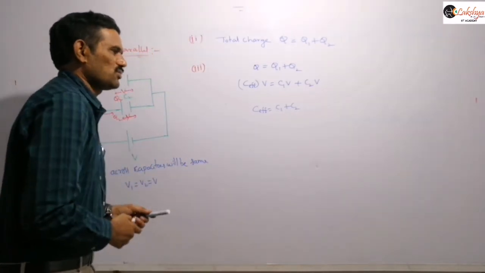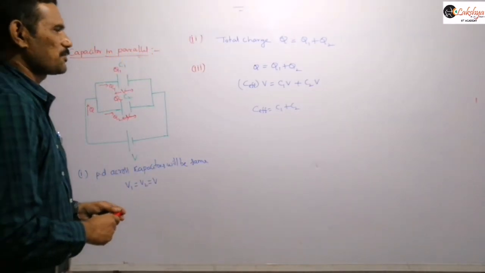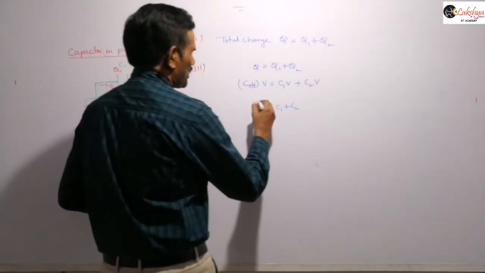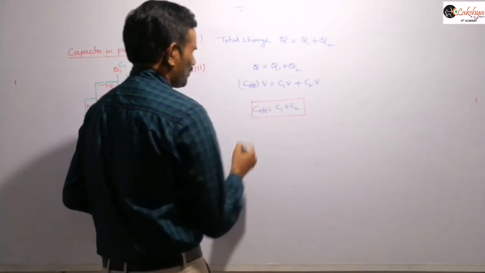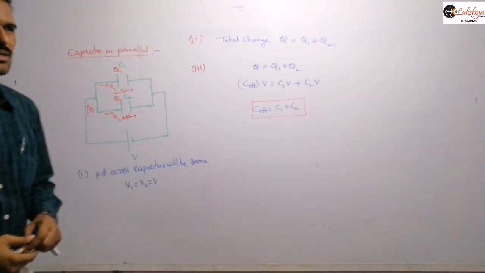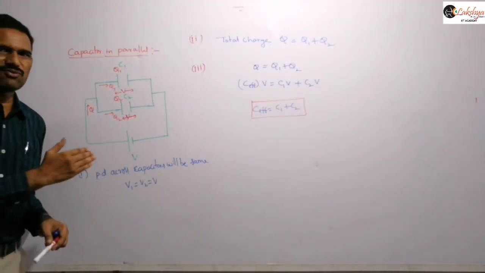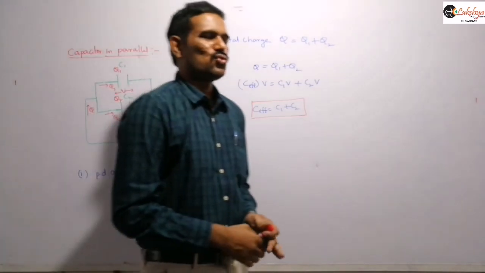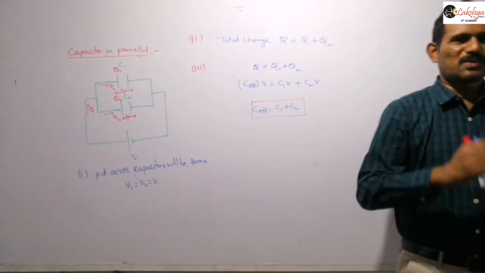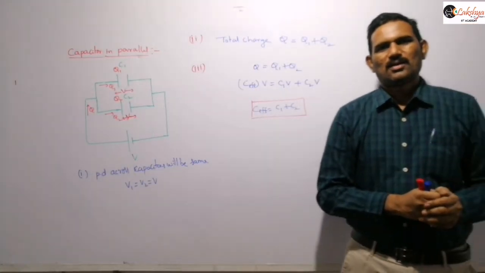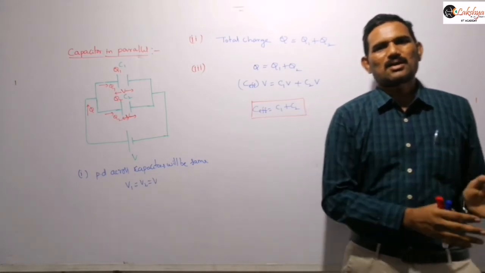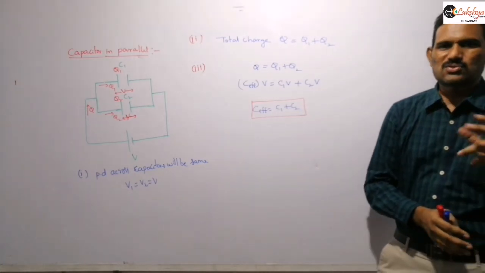Now again you can observe this: when capacitors are in parallel, the effective capacitance will be equal to the sum of the individual capacitances, C1 plus C2. So don't confuse the formula here, it should be clear in your mind, because for resistors and capacitors the formulas appear to be reversed.